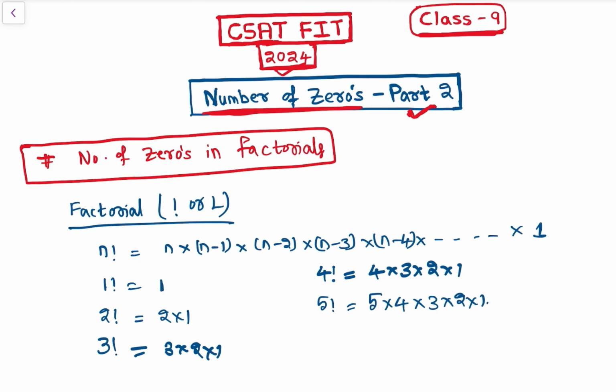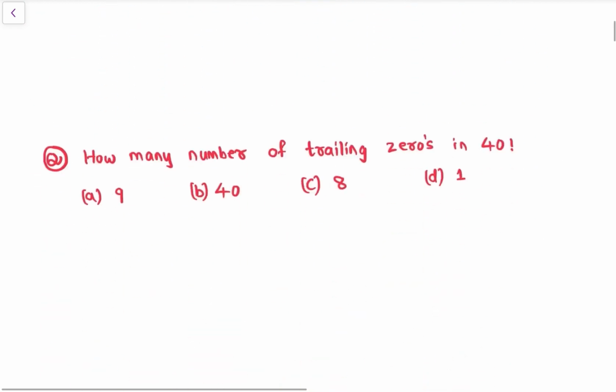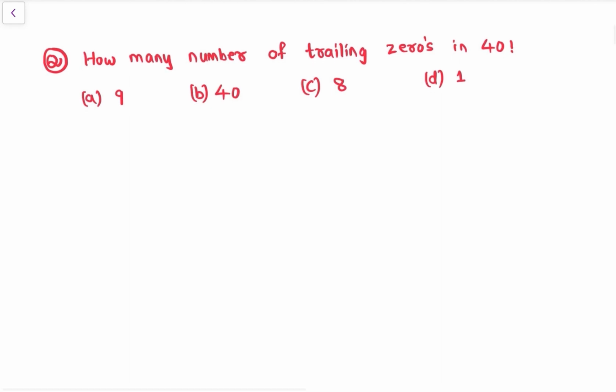Now in this topic what we are going to discuss is the number of zeros in a factorial. Any number is given and its factorial is given. How many zeros would be there towards the trailing end of that factorial? Let's see with the questions, we will understand the concepts better. So let's start. The question is: how many trailing zeros are in 40 factorial?